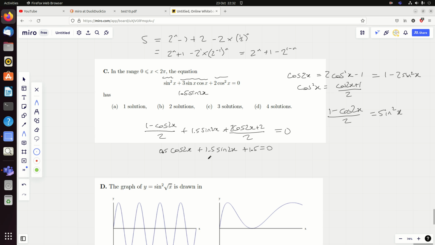This is a typical situation for r cos of theta plus alpha. Yeah, I know what you're thinking. You're thinking it's way easier in the mark scheme. Yeah, I agree, I saw that as well. They divided through by cos squared and got a lovely little tan equation. I didn't see that. I just genuinely didn't see that.